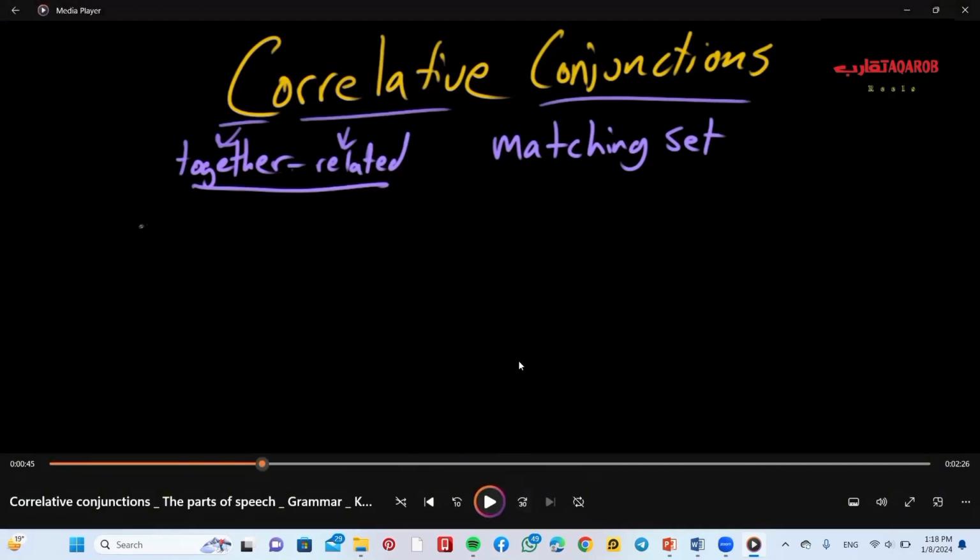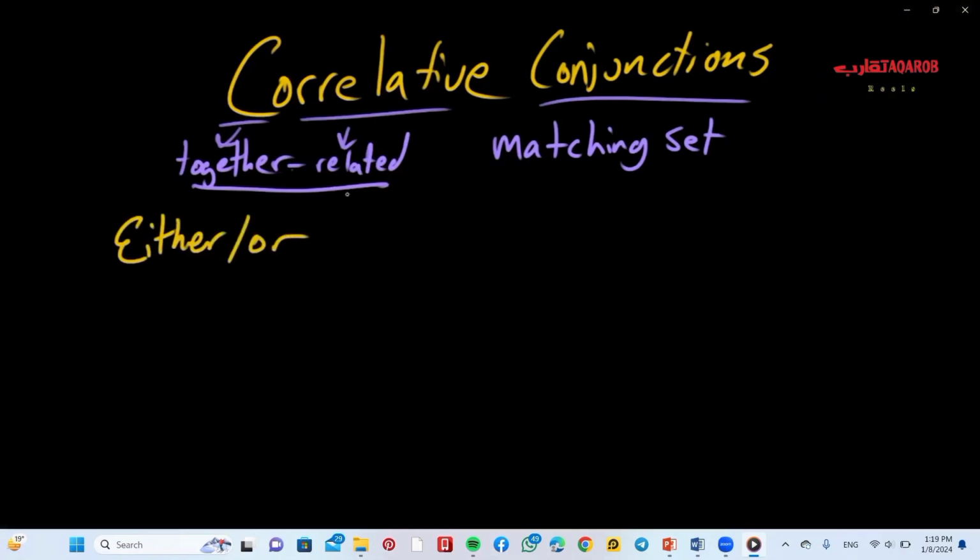As we said, guys, they come in pairs, like both and, whether or, either or, neither nor, but also. So either or is a good pair to start off with. When you start a sentence with either, it sets up the expectation that you're going to be choosing between two things. So we're going to say or later in the sentence.